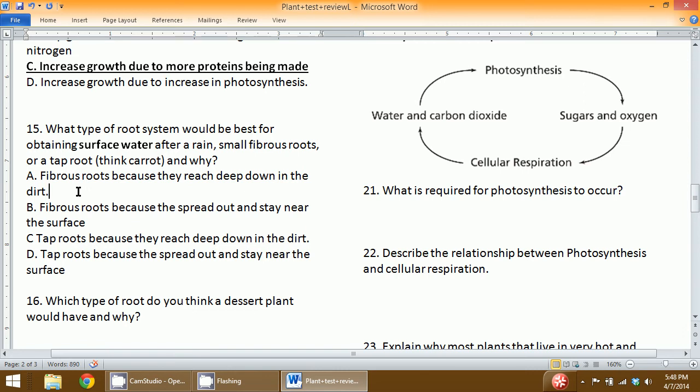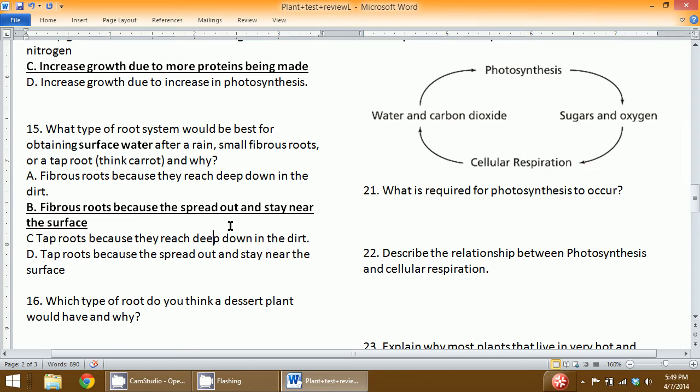And if you reach deep down, what you can find is maybe puddles that occur in a place that gets lots and lots of rain. Maybe puddles that other plants which didn't have as deep roots can reach. But that's not what's going on here. We're trying to get surface water. So fibrous roots, which I'm going to just underline because, yeah, it's right. It's the only one that doesn't say, well, no. Fibrous roots, because they spread out and stay near the surface, absolutely, that spreading out will enable them to gather more water than they otherwise would.